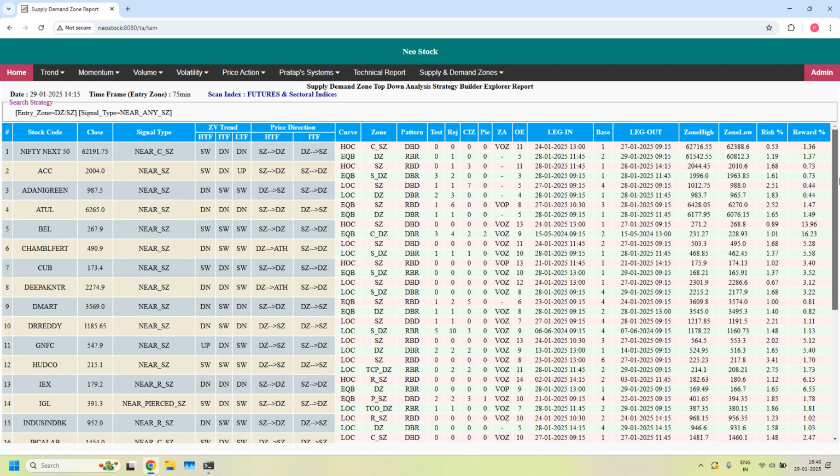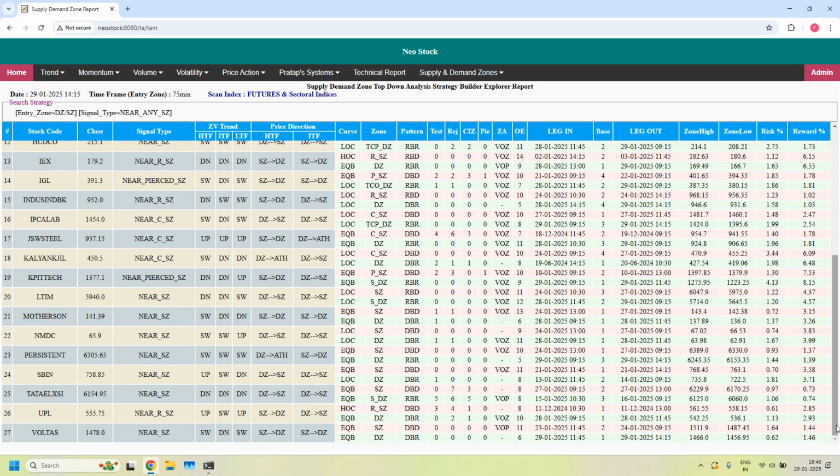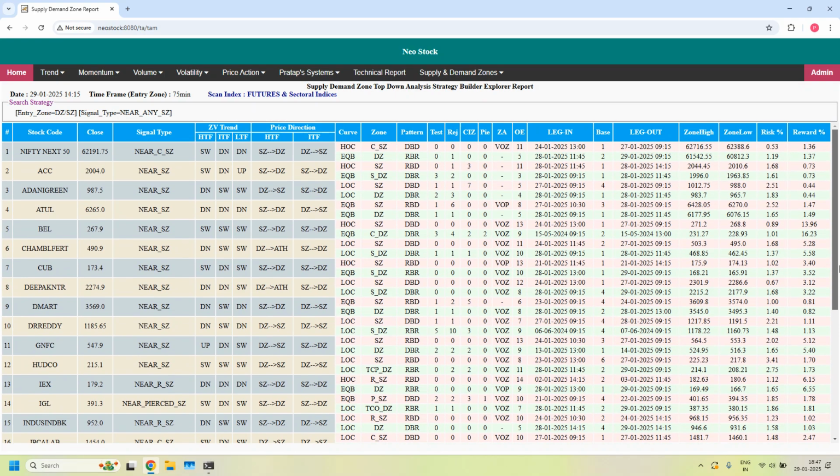We got 27 stocks. So the first 15 stocks in the list, I am scrolling the list down. So total 27 stocks are filtered. Let us identify high liquidity 75-minute supply zones from this list. Nifty Next 50, it is listed in F&O. So it is valid from the trade point of view. So this is the first one, Nifty Next 50.